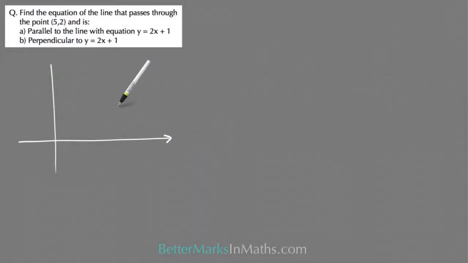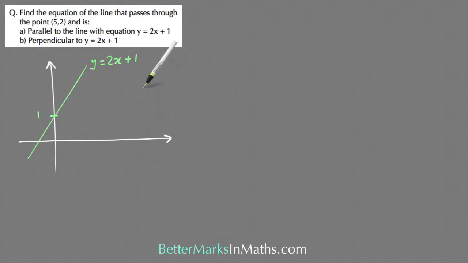So first of all, a brief or simple sketch of this so you can see what is actually happening in this question. So y equals 2x plus 1. This is the gradient. Remember y = mx + c. So the gradient of 2 and y-intercept of 1, so passing through somewhere up here. And y equals 2x plus 1, and the point (5, 2). Let's say that's over here somewhere.